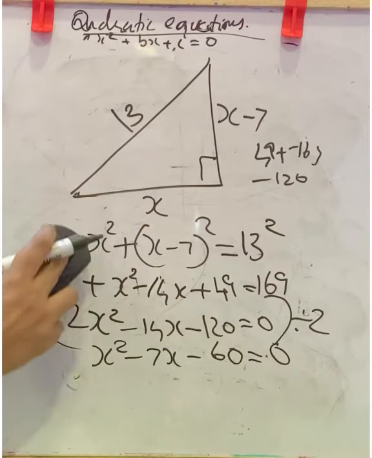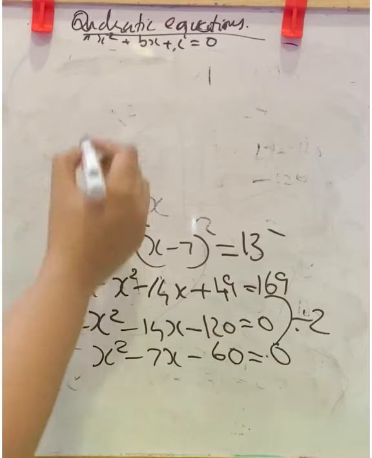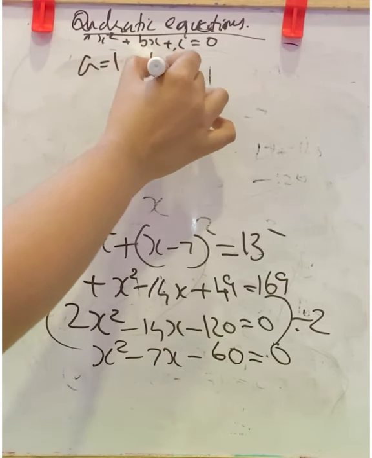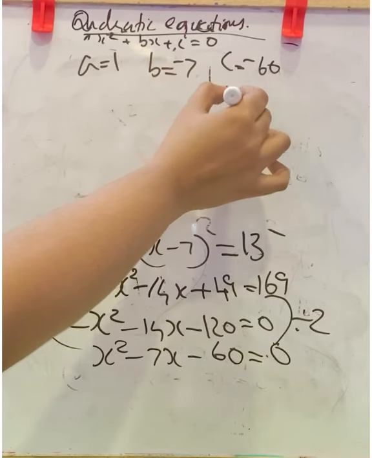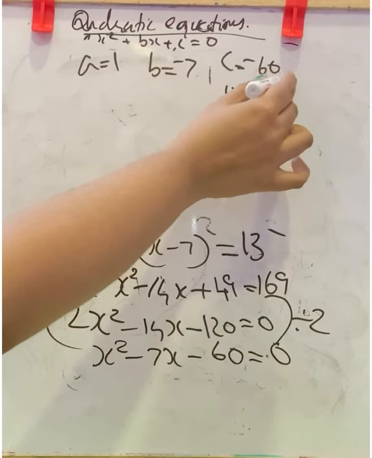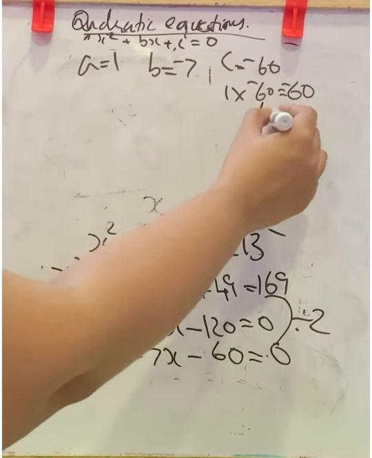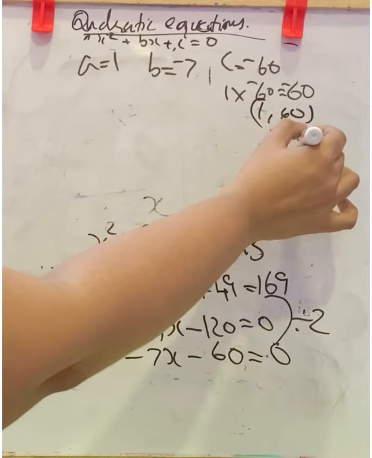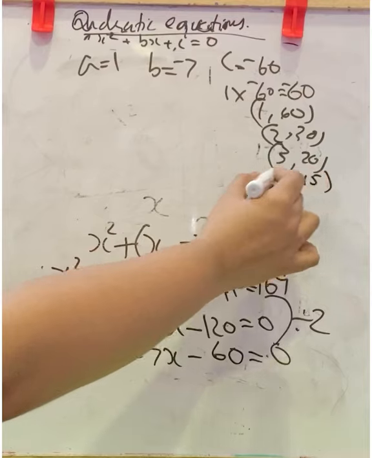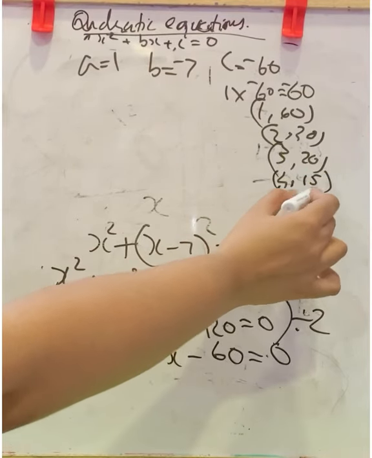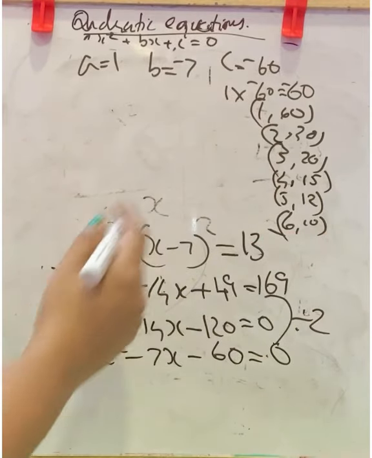Now check. a is 1, b is negative 7, c is negative 60. So 1 into c is negative 60. Considering 60, the factors are 1, 60; 2, 30; 3, 20; 4, 15; 5, 12; 6, 10. Like this, we have so many factors.